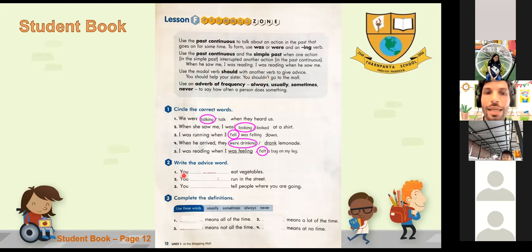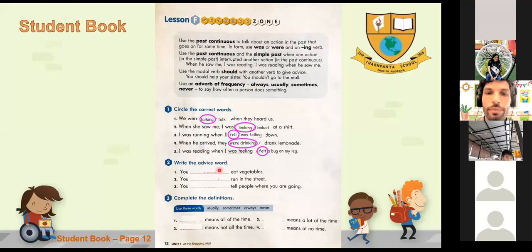Let's take a look at activity number 2 so we can apply this rule. We are going to apply this rule to complete activity number 2. So we need to use the modal verb should or shouldn't to complete the sentences. Let's take a look at the first one together. You, we have a missing word, in this case, again, should or shouldn't.